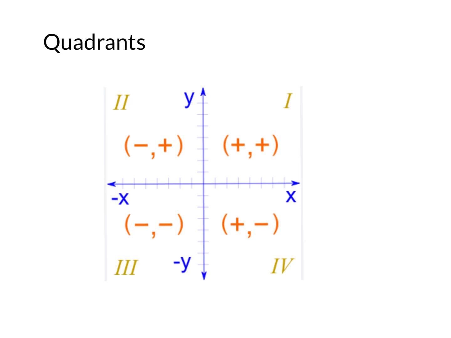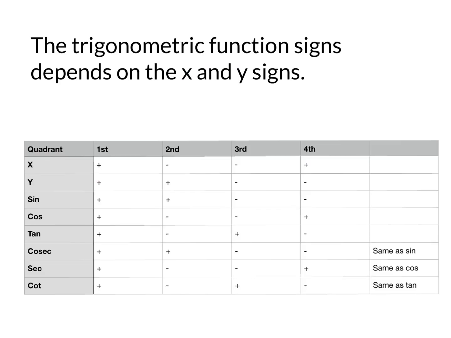So as mentioned, we have our quadrants. They move anti-clockwise. So in our first quadrant, both x and y are positive. In our second quadrant, we have negative x values with positive y's. Third quadrant, both are negative values for x and y, and in our fourth quadrant we have positive x values for negative y values.